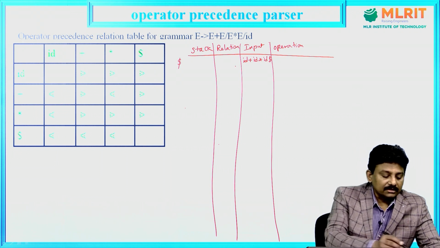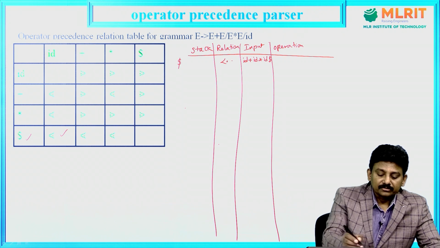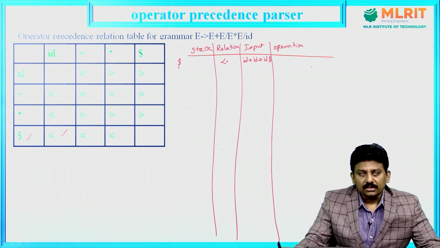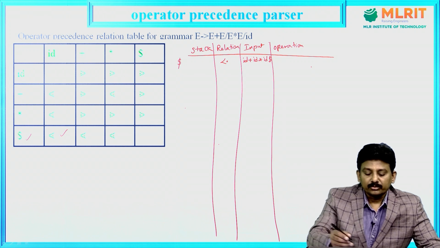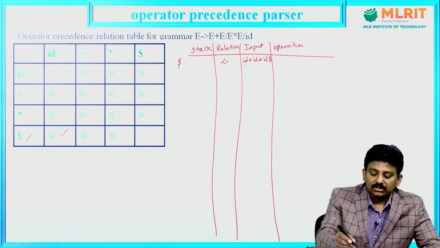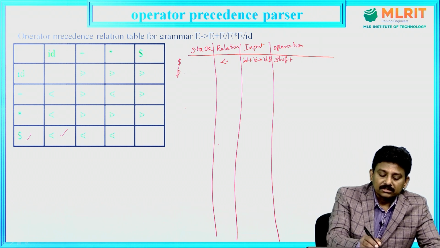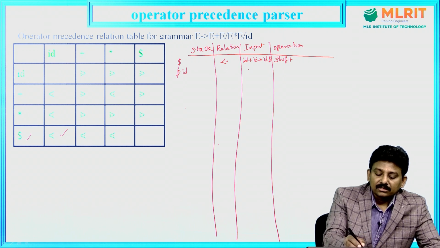Dollar and identifier, the relation is less than. Whenever the input symbol has more precedence than the symbol on the stack, we can push the input symbol onto the stack, so we shift the identifier ID onto the stack. Remaining input is plus ID star ID dollar.